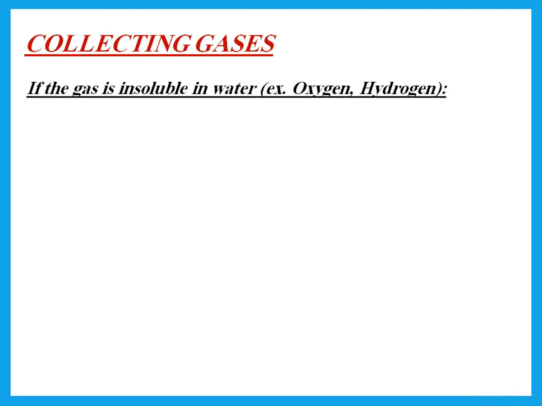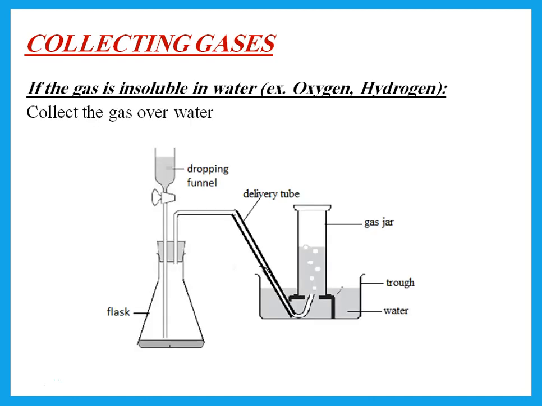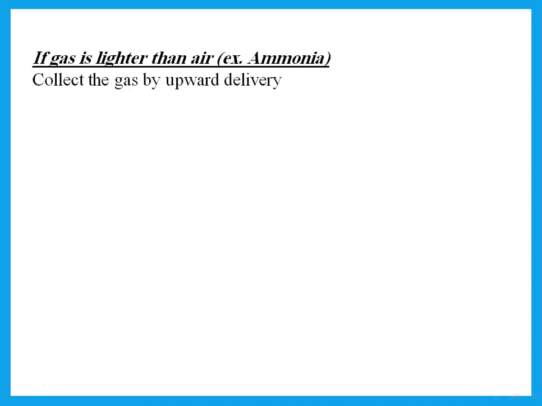Now, how do we collect gases? Well, that depends on what type of gas. If the gas is not soluble in water, then the easiest method would be to collect the gas over water. So I can use this method if I'm trying to collect gases like oxygen or hydrogen because they are insoluble in water. But if the gas is soluble in water, I cannot do that. So I have to collect it either by upward delivery or downward delivery.